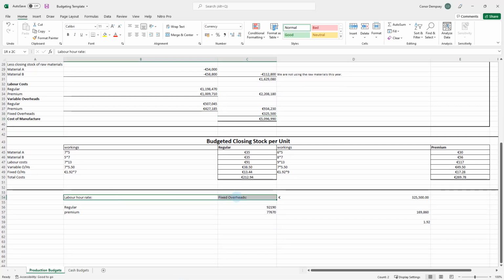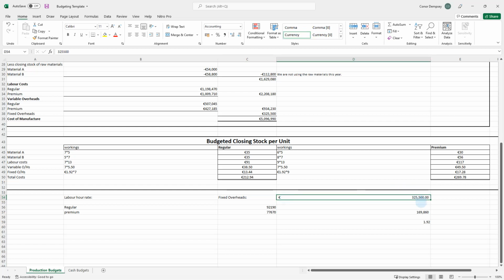So the last bit here is the fixed costs. We have to get an absorption rate for the fixed costs. The total fixed costs is 325,500. When we do absorption rates, it's always on either labor hours or machine hours. We're not given machine hours, so labor hours we have to use. That's the total labor hours divided into 325,500. You get €192. And that is that.